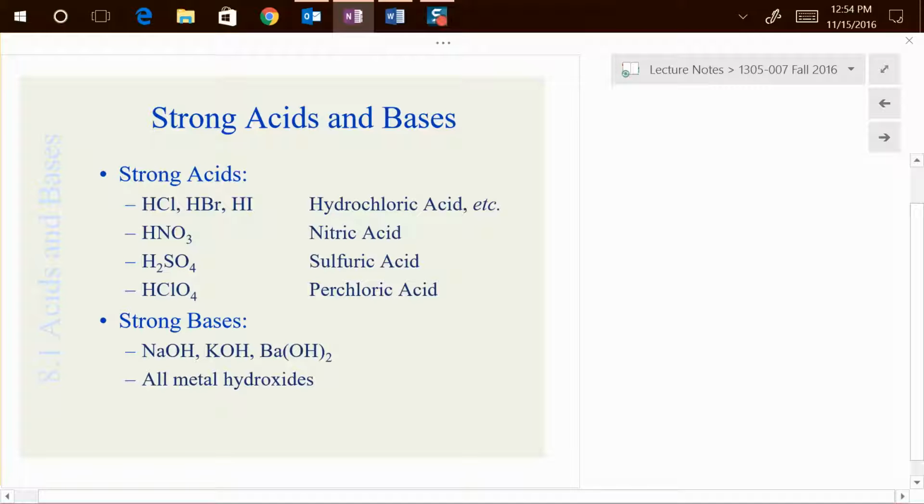Okay, so here's some examples of some strong acids and some strong bases. These halogens create strong acids and bases: hydrochloric acid, hydrobromic acid, hydroiodic acid. Okay, nitric acid, sulfuric acid, perchloric acid. Those are strong acids, and it has to do with the fact that some have higher hydrogen ion concentration than others.